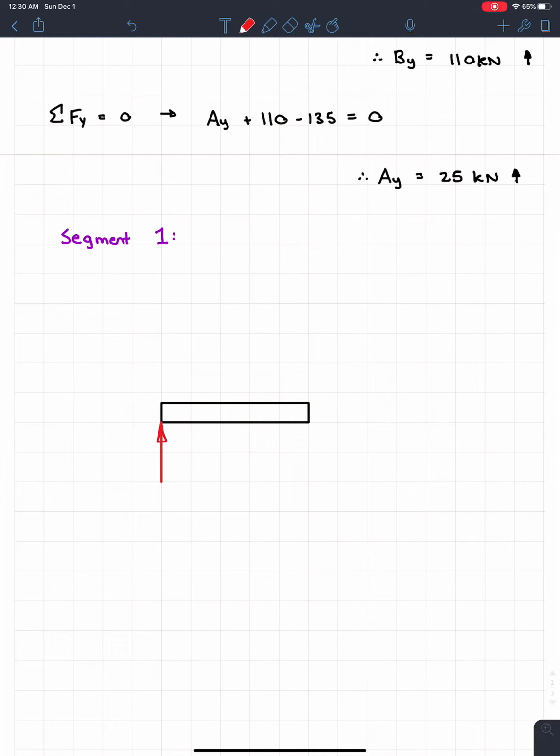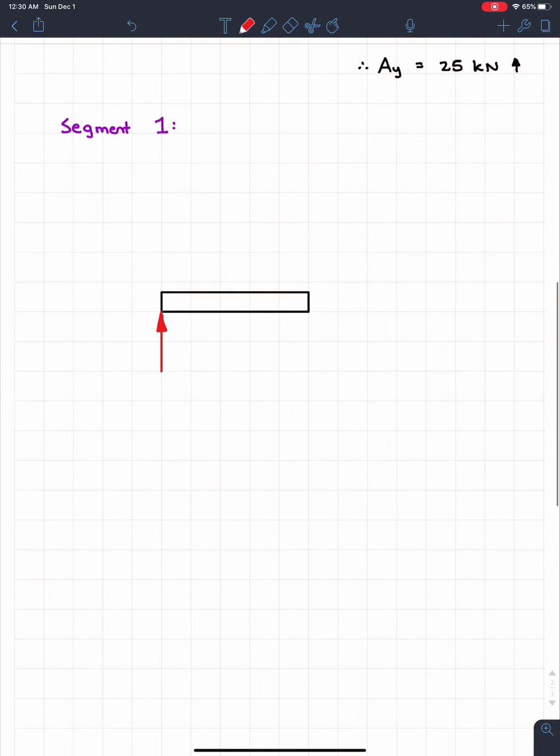But instead of just putting AY, I'm going to put its actual value, which is 25 kilonewtons. I know I have a distributed load coming up like this, but we don't know what the distributed load is at that point, so I'm not going to put that point in there at all.